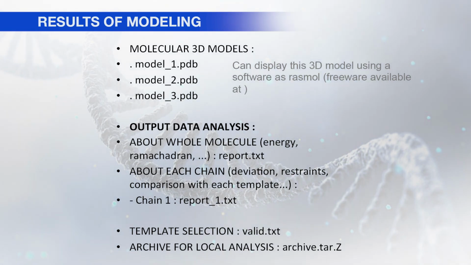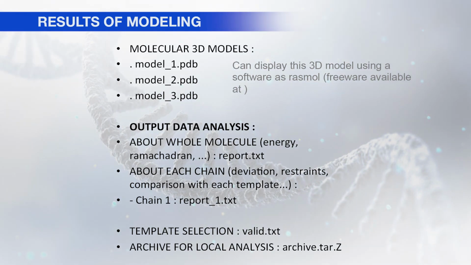About the whole molecule, we can calculate or understand its energy. We can see the Ramachandran plot. We can also see the report.txt file. In the report.txt file, the text report of that input file, we can analyze the content, and it can be written up as a scientific article or explanation for results and discussion in any paper. What is in the report.txt file? It covers each chain. It will explain deviation, restraints and comparison with each template. It will also provide the report in different formats, like for a specific chain.